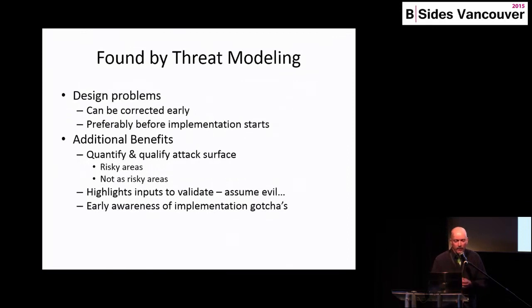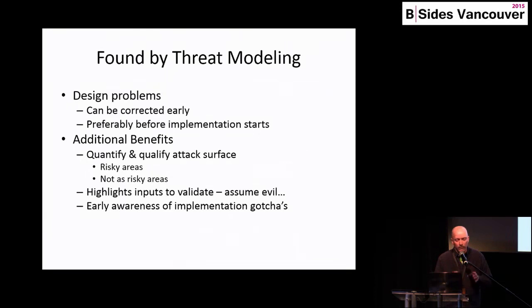So I've talked about this already, what you can find by threat modeling: design problems which you can correct early, preferably before you get too deep into coding. You can quantify and qualify your attack surface, figure out what your risky areas are, what your not so risky areas are. Robert in his talk yesterday talked about aspects of the threat model where you choose not to mitigate. You have to know what those aspects are in order to make that decision.